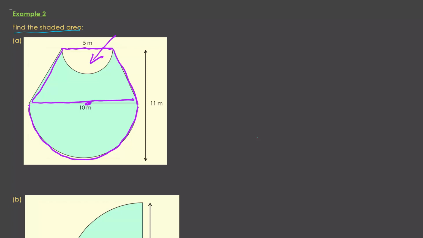If we look at this bottom semicircle, we can see the radius there is 5 because the 10 is a diameter. If we think about the radius being 5, that means that here to here is 5. And that makes the height of the trapezium 6, since this overall length is 11.